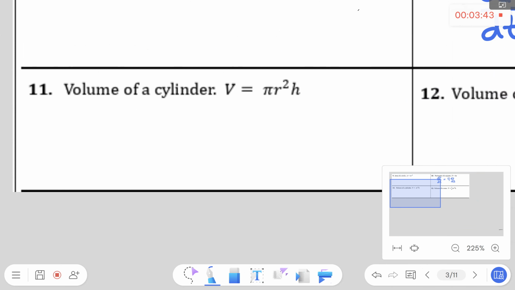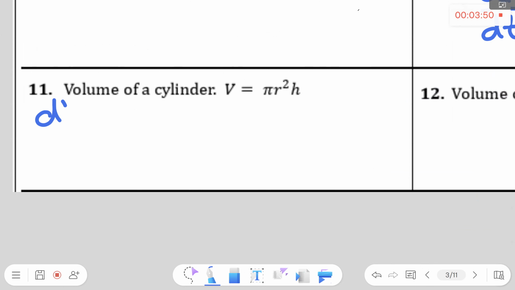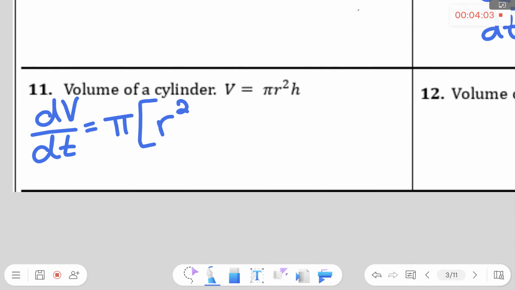How many variables do I got? 2. Are either one of those time? No. So it's going to be product rule. dv over dt. We have to do product rule again. I'm going to do the h first. So I'm going to do r squared. h turns into dh over dt. Plus, now I'm going to do the r.